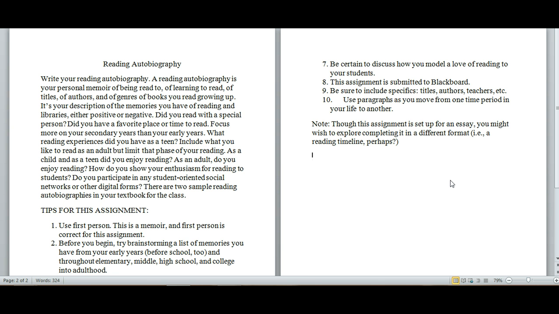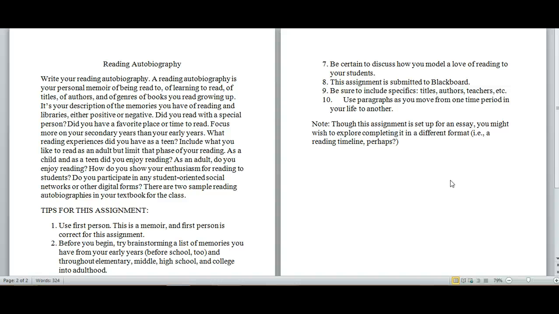And a final note here, while I have always traditionally asked for this to be a personal narrative, an essay, if you will, you can certainly explore doing this in a different format, perhaps trying a reading timeline. I did one of those not too long ago myself. I found a timeline template online, and I began plugging in the titles that were really important and then kind of putting some bullets underneath them.